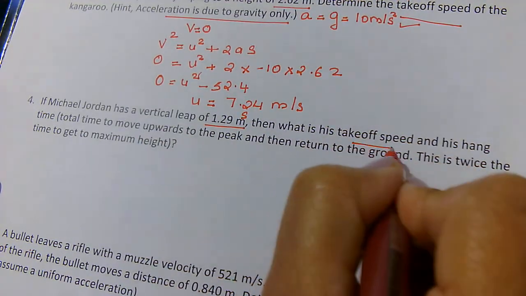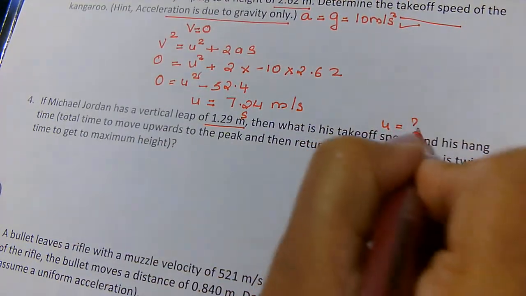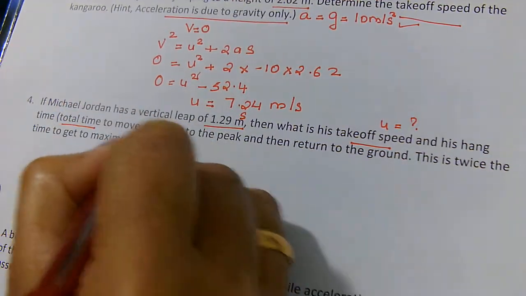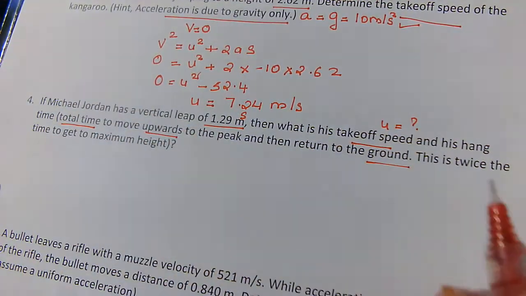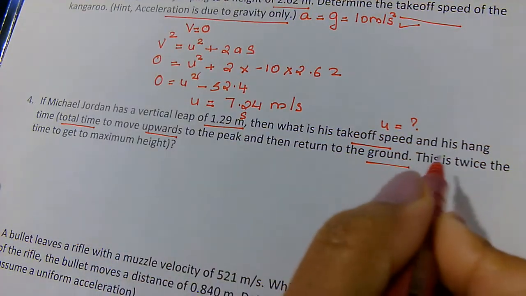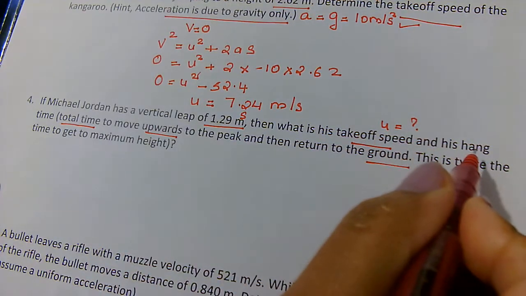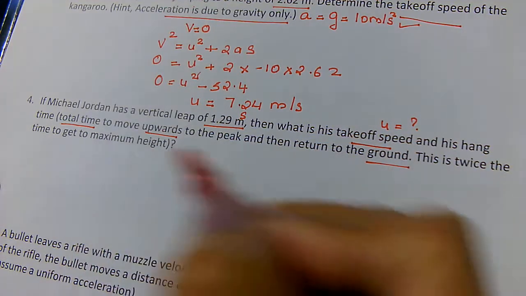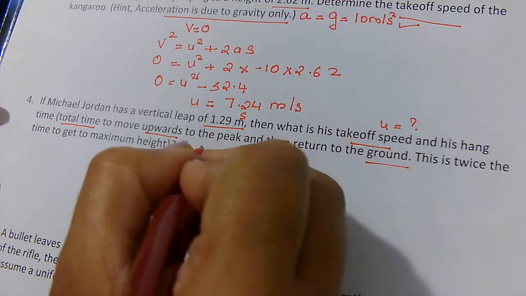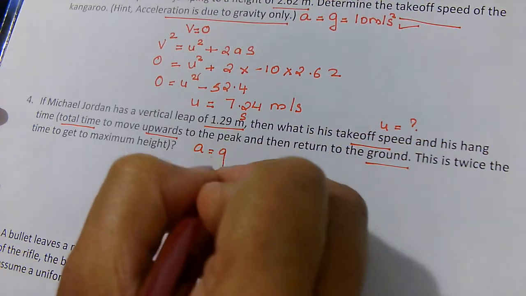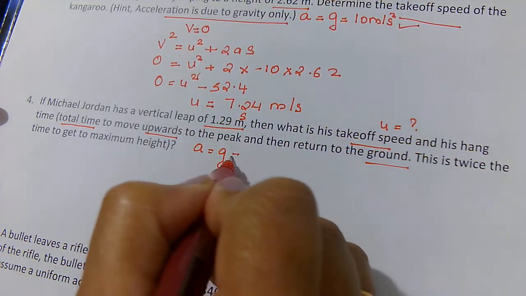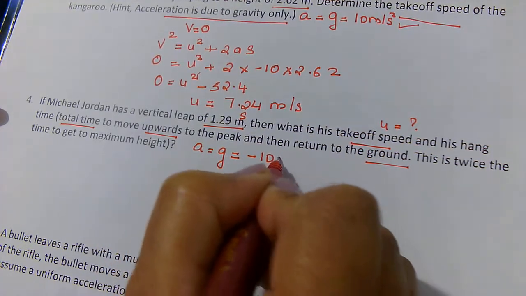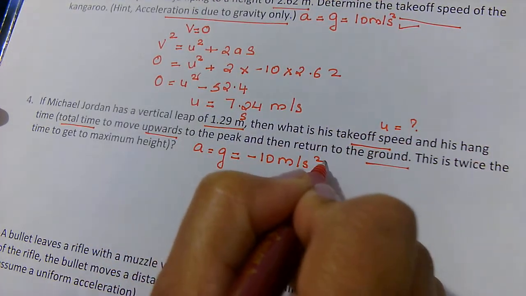What is his takeoff speed? So u is what he wants. And his hang time, total time to move upwards and then come down. So we have to find his takeoff speed and his hang time. When he is jumping up, the only force acting on him is the acceleration due to gravity. He is going up, acceleration due to gravity is acting down, so it should be minus 10 meters per second squared.